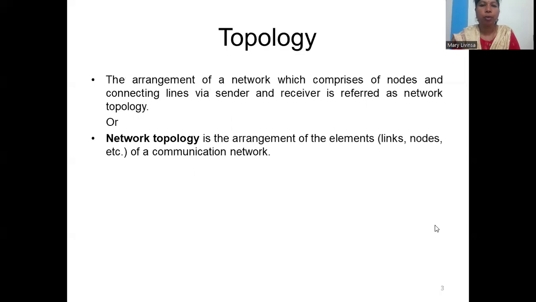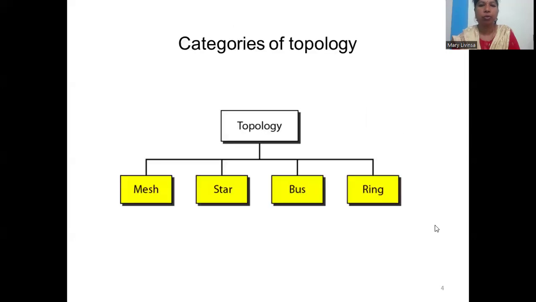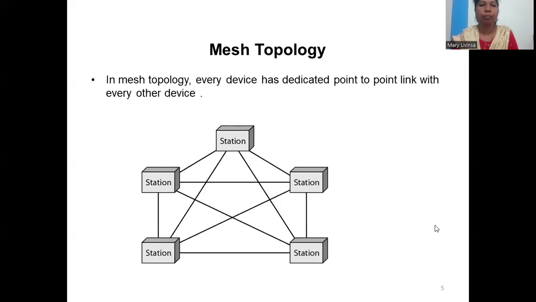Now let's see the topology. The arrangement of a network which comprises nodes and connecting lines via sender and receiver is referred to as network topology. The other definition of network topology is the arrangement of elements like links or nodes of a communication network. Now, categories of topology. Basically, topology can be categorized into four types: mesh, star, bus, and ring.